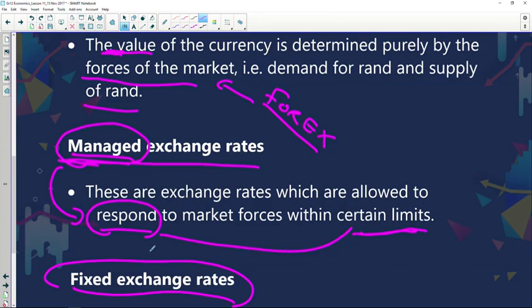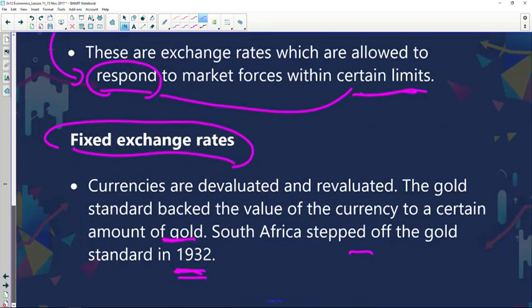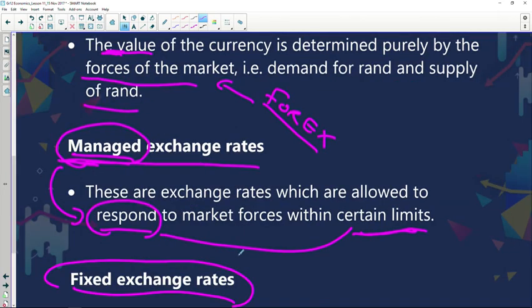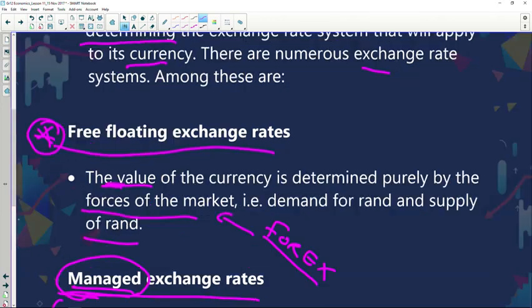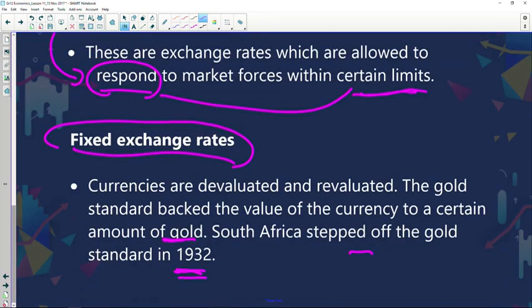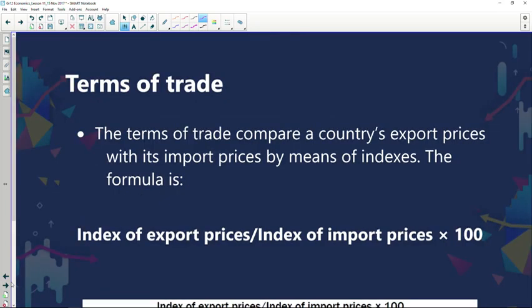And then we had the fixed exchange market, and then gold was also used as a certain amount of the currency. And then South Africa at some point did use the system, but in 1932 we stepped off the gold standard system. Okay, so that's just some interesting information and background in terms of where we've come from in the world of exchange rates.